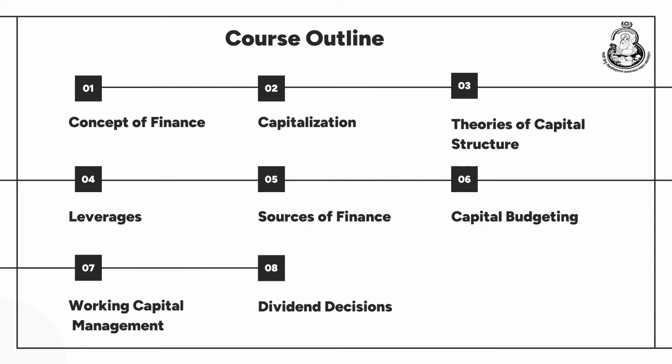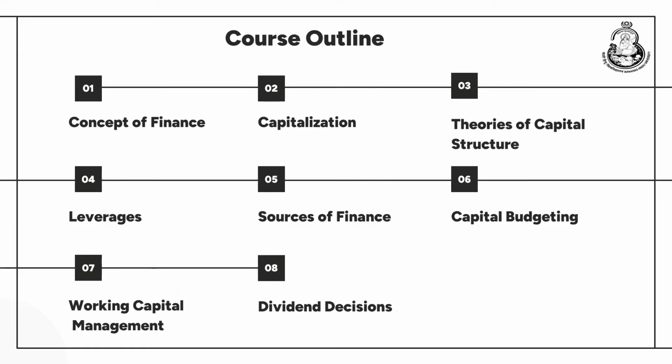In the 7th week, we will start with the concept of working capital management. When we talk about working capital management, we are basically talking about management of 3 things. What are those 3 things? It is management of cash, management of receivables, and management of inventory. We will also look into various techniques of managing all these 3 aspects.